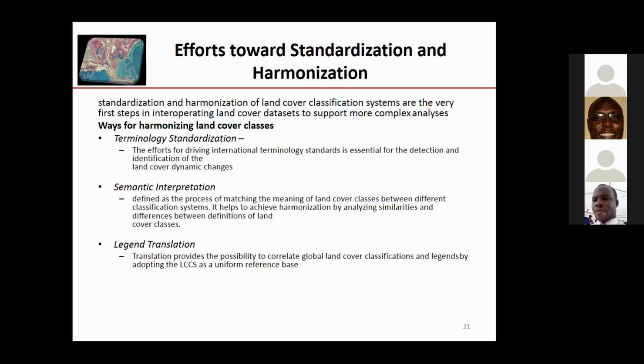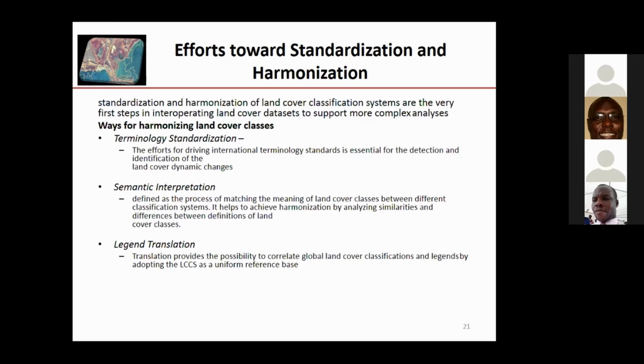So if we want these land cover classes, these land cover data sets, to be able to talk to each other, so that maybe we can do complex kinds of analysis, you have to make sure that you do some kind of harmonization. There are different ways how harmonization has been done.